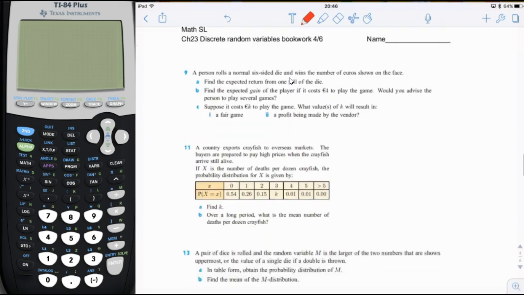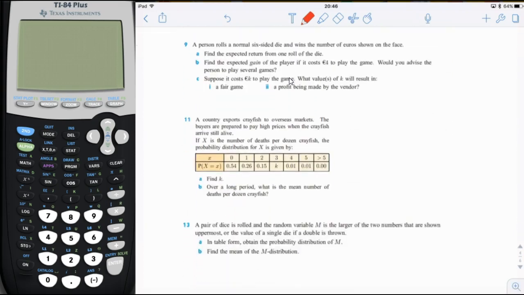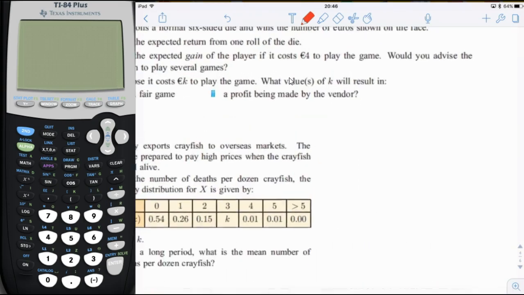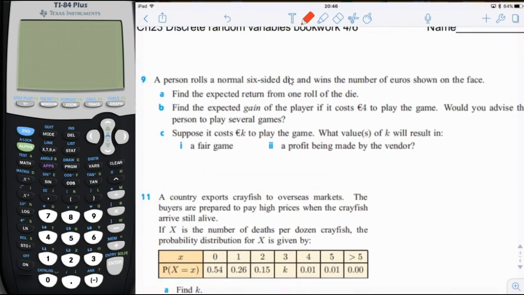A person rolls a normal 6-sided dice and wins the number of euros shown on the face. Find the expected return from one roll of the dice. Okay. So, you would say you're going to add up 6 probabilities, or 6 expected values. If you get a 6, you get 6 euros. So you're going to get 6 euros 1/6 of the time. You're going to get 5 euros 1/6 of the time.